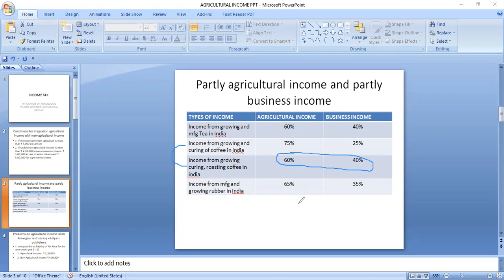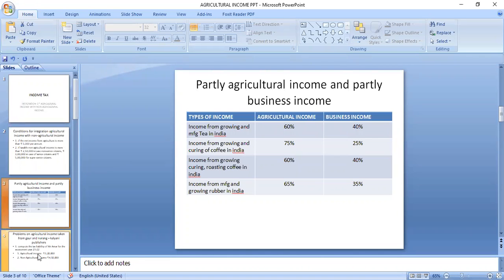But if the income is from growing and producing rubber in India, you have to take 65 to 35. It is called partly; you have to consider it partly as agri income and partly as non-agri income or business income. So this is to keep in mind with regard to partly agriculture income and partly business income.